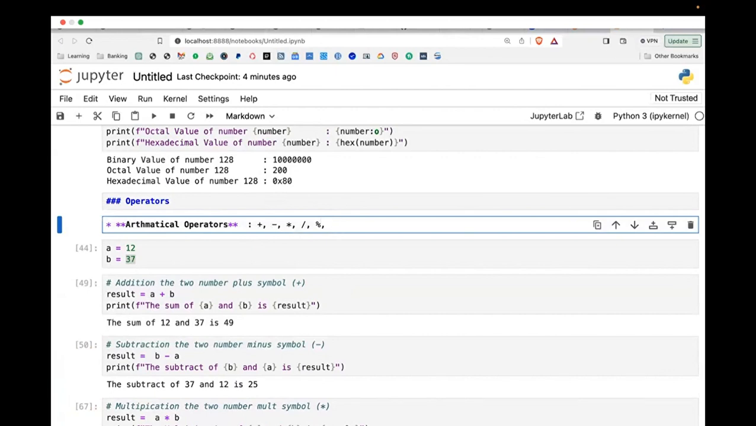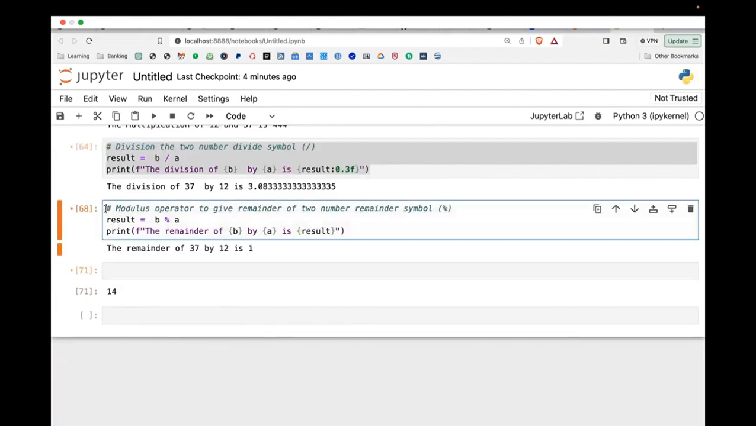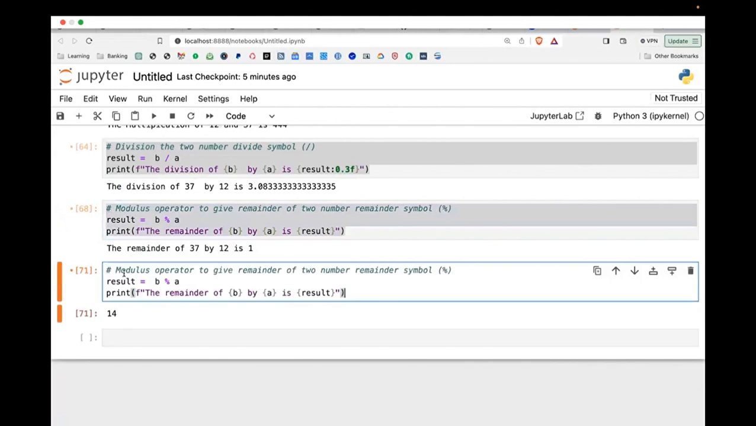Now we will get to exponential, the double asterisk. What is this called? Exponential of the two values. Suppose you wanted to do b to the power a. What exactly are you trying to do? Power of b to the power a. It will be given by this operator. This is the symbol for doing exponential in Python, the double asterisk.